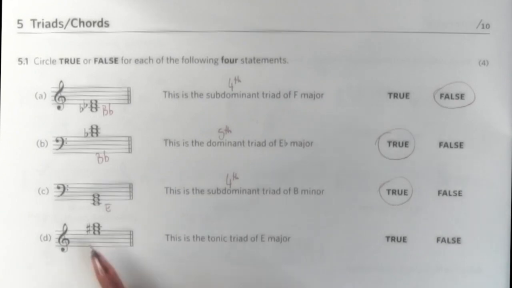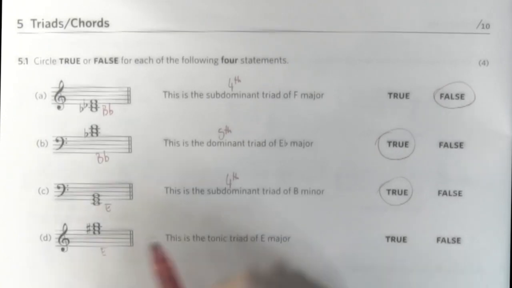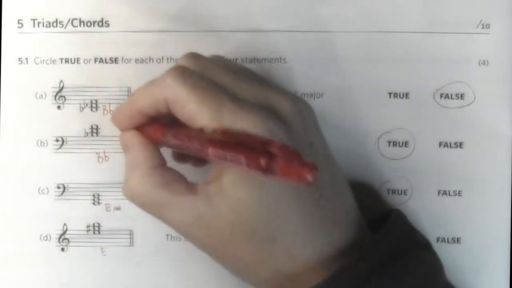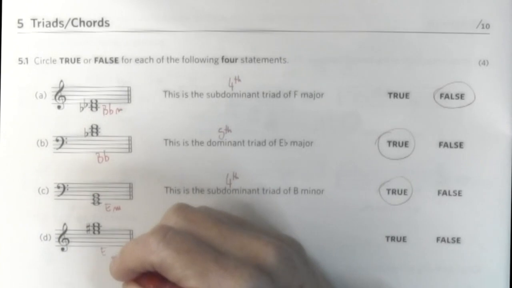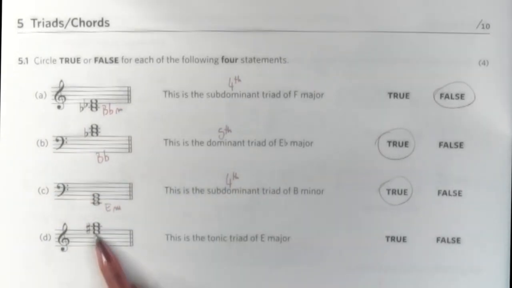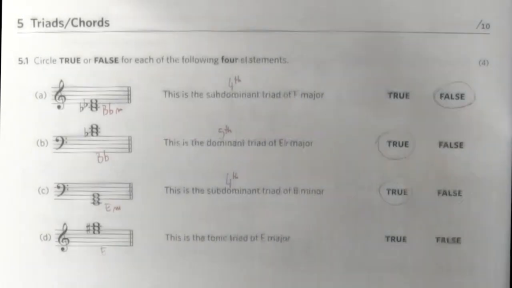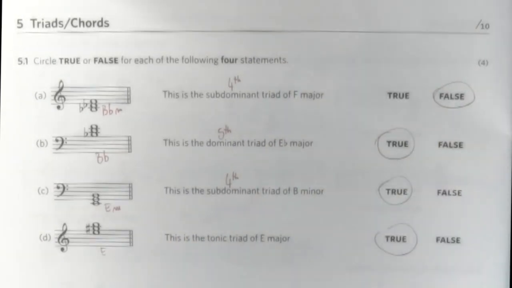And in this last example, again, we have mi as the bottom note, and in this case, this is a major key. So this is E minor. Okay, let's put the minor things. And then this is major. And then they say that this is the tonic triad of E major. Yes, it is an E major chord. Absolutely. And with this, we have completed the first question. Let's move on to the second one now.